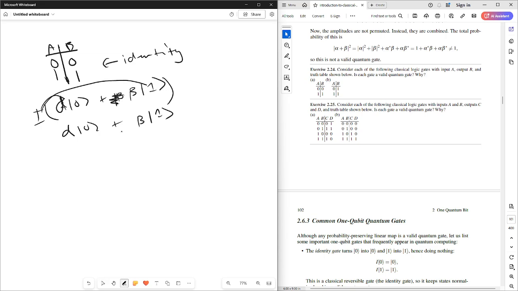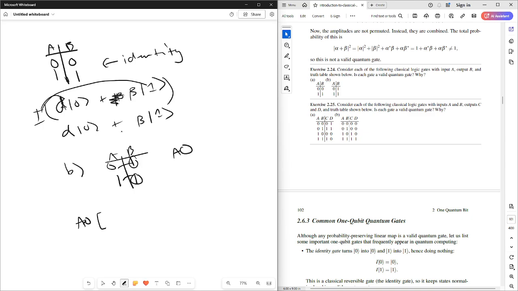This guy, so B is an always 1 gate. 0, 1 maps to 1 and 1 regardless. We know that this is not reversible. Given the outputs, how are we going to tell what the inputs were? But just to prove this in terms of a ket, in terms of a superposition, let's just call this an always 1 gate, AO.